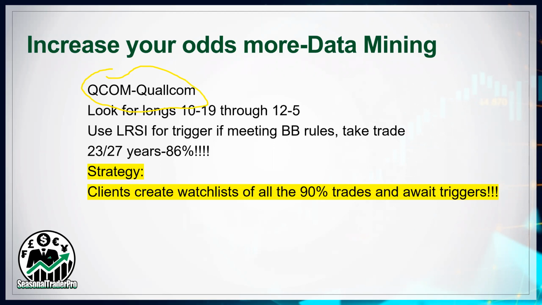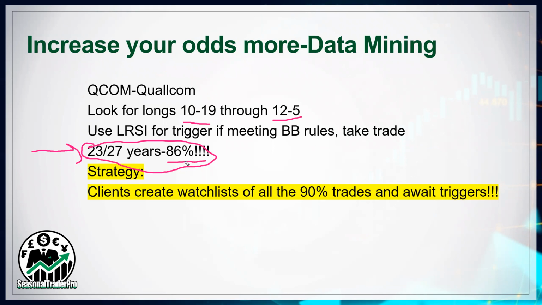Let me change the color again back here. We're from 10-19 to 12-5, okay? 23 out of 27 years. That's not bad. There's better ones, okay? But that's not bad. So if you just went long on 10-19 and got out at 12-5, over the last 27 years, that's made money 86% of the time, okay?